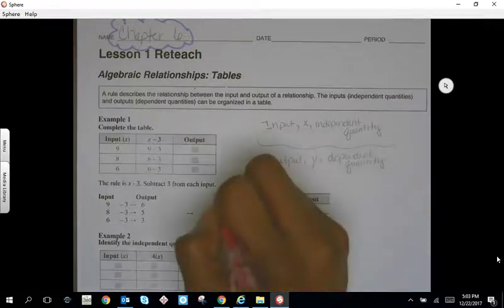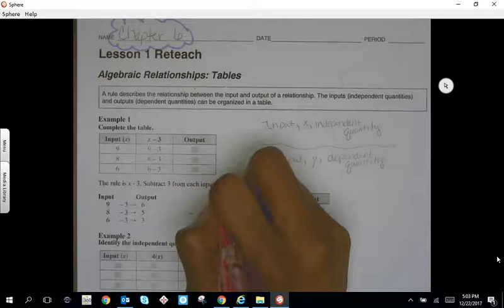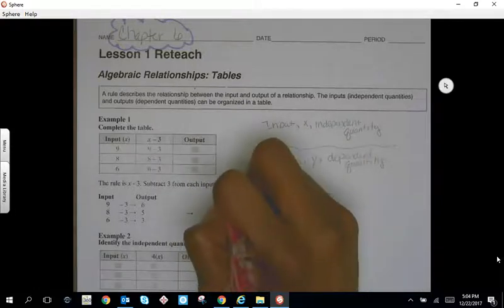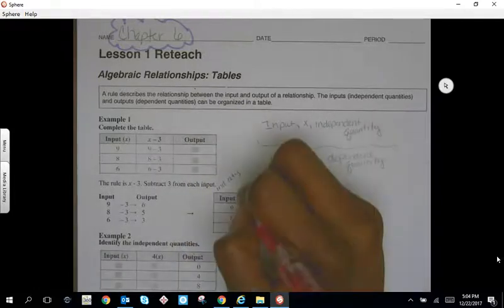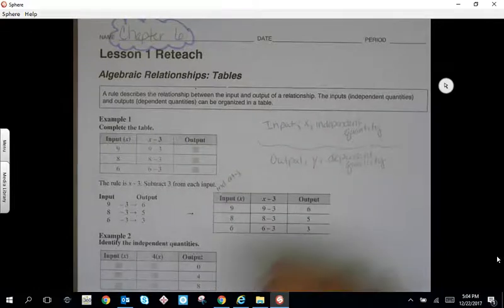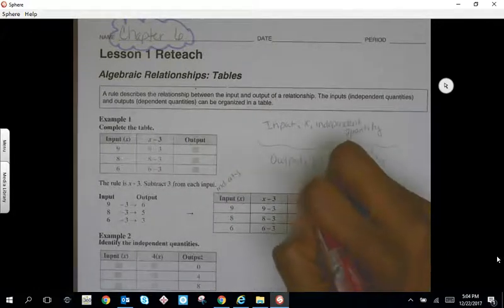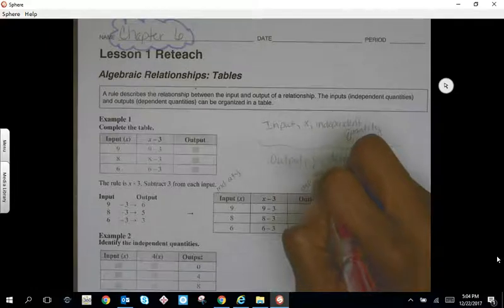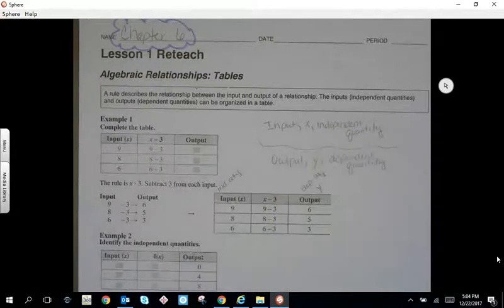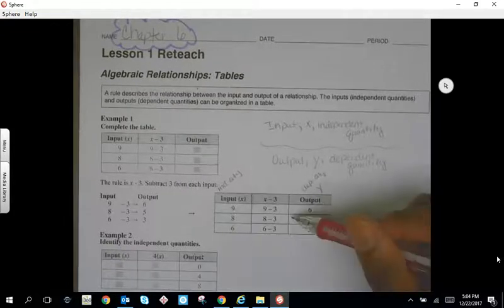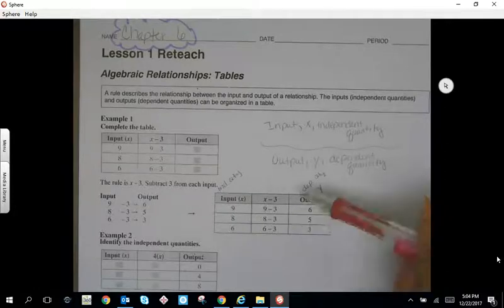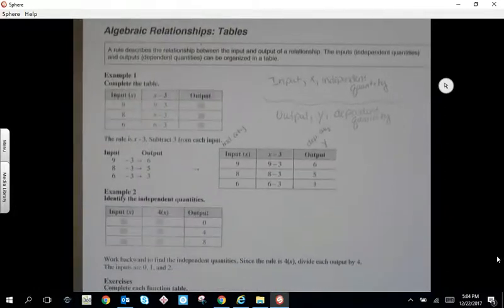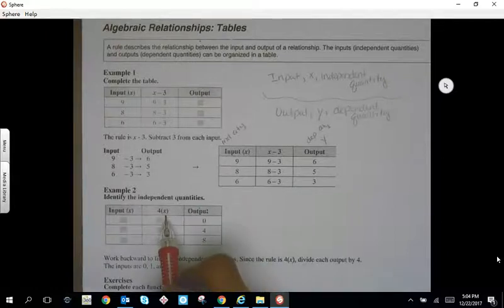Remember, this is my independent quantity. My input, my X. My output, that's my dependent. And also my Y, because we're going to need that X and Y when we start graphing. So this one has a rule. This one right here, sometimes they'll give us the output, they'll give us the rule, and we have to figure out what is the input.